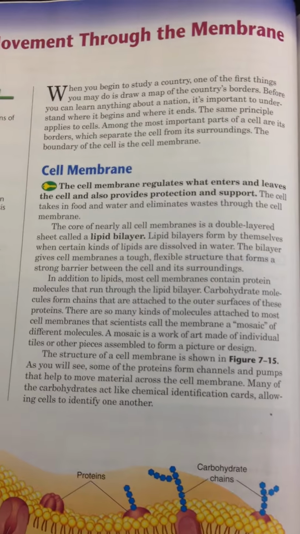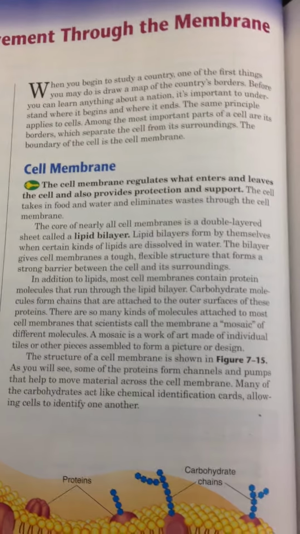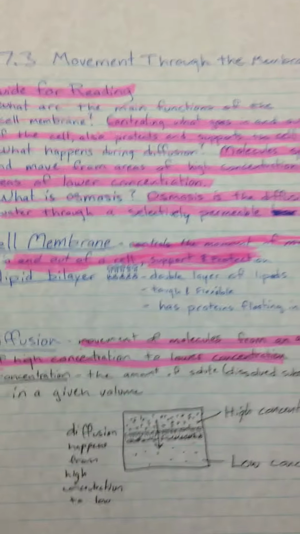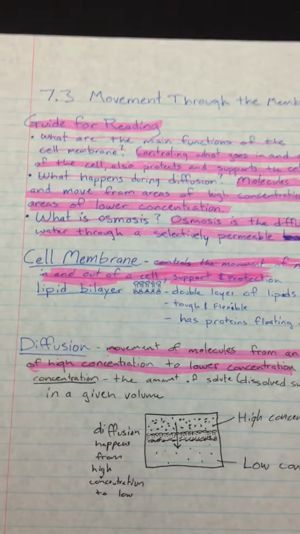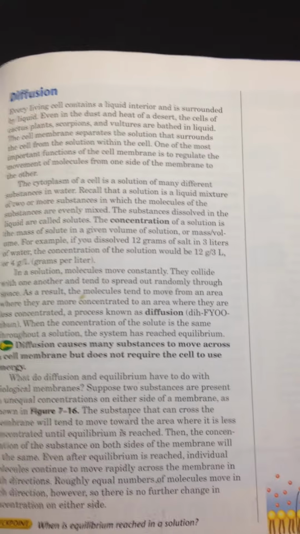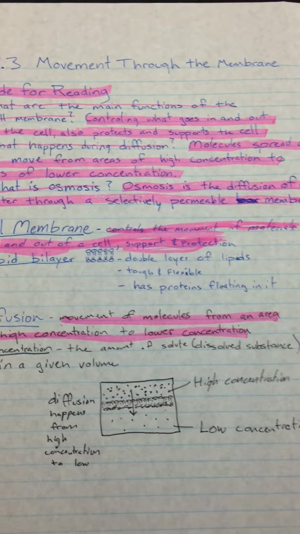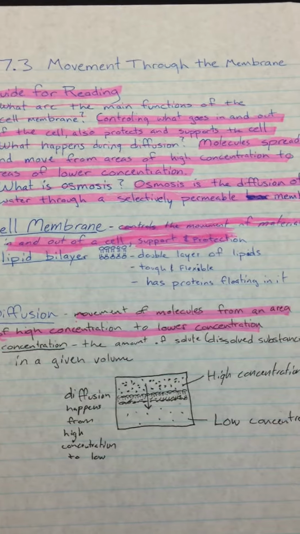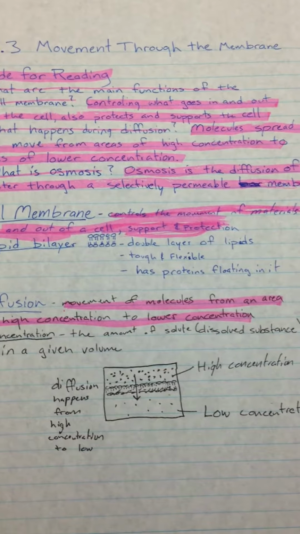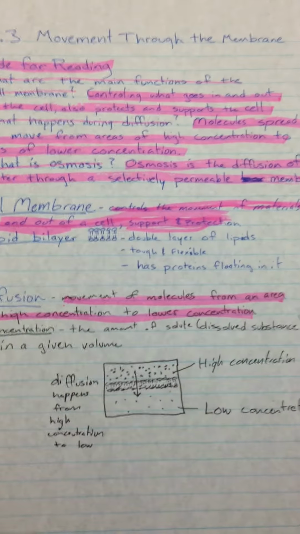Then I kept reading here and I came across lipid bilayer. That's bolded, so that's an important word. So I went ahead and took some notes on lipid bilayer. I went on to the next page, which talked about diffusion. So I wrote a little bit about diffusion and what I understood about it from reading the text. So this is my own words. And then I drew a little picture about diffusion and concentration as I understood it from the text.